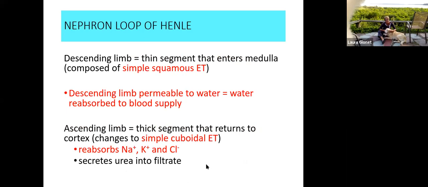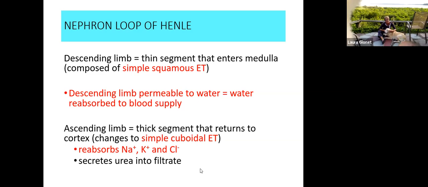Now we enter the loops of Henle. We have the descending loop of Henle, then the ascending loop of Henle. So now that we have filtrate passing through the descending loop, it is composed of simple squamous epithelium. And that region is permeable to water only. So the descending limb is permeable to water. Water is reabsorbed and drawn into the interstitial space and into the blood supply there. So we reabsorb water in the descending loop of Henle.